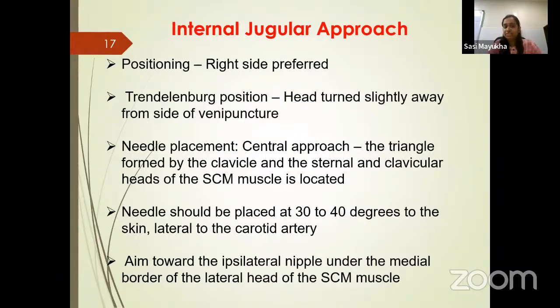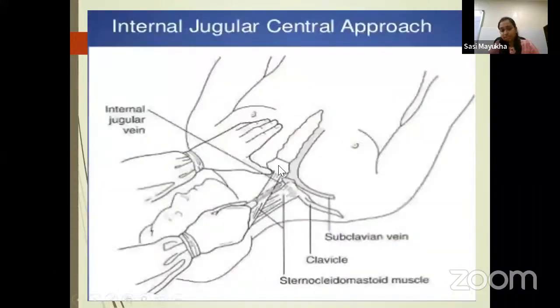The needle placement is at the triangle formed by the clavicle and the sternal and clavicular heads of the sternocleidomastoid muscle, after which the needle should be placed at 30 to 40 degrees to the skin and lateral to the carotid artery. You should always aim towards the ipsilateral nipple, under the medial border of the lateral head of the sternocleidomastoid muscle. So this is a pictorial representation which I was talking about earlier. See, the needle has to be directed towards the ipsilateral nipple, lateral to the carotid artery. These are the 2 heads of the sternocleidomastoid muscle.